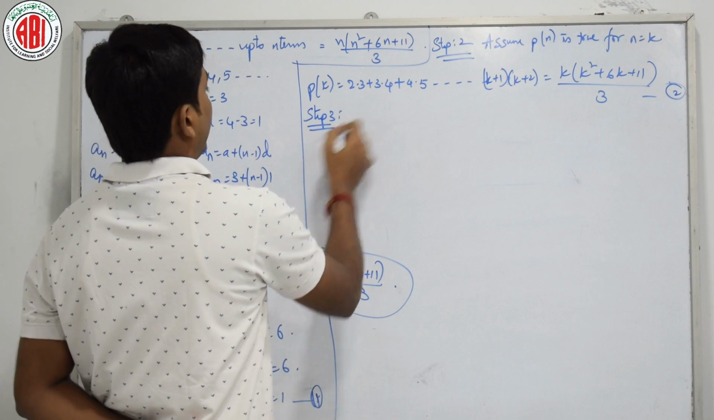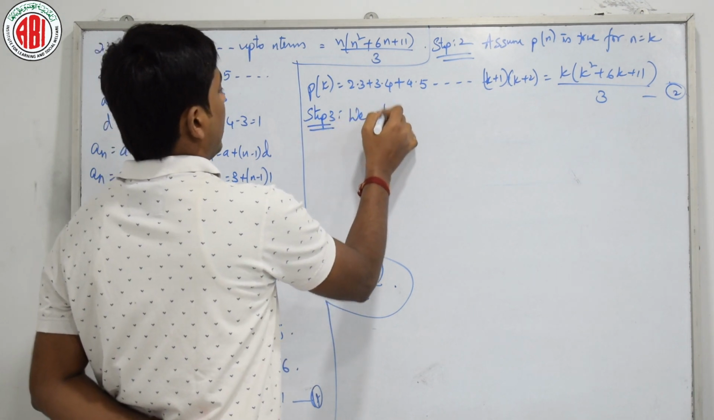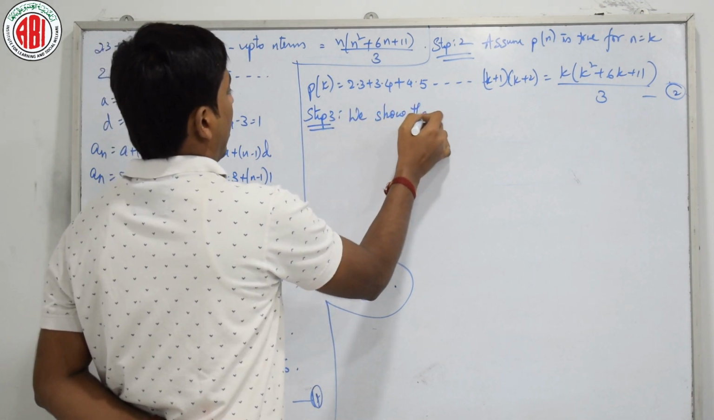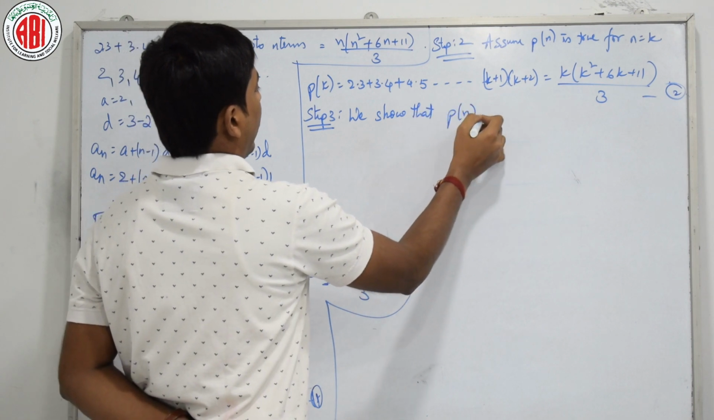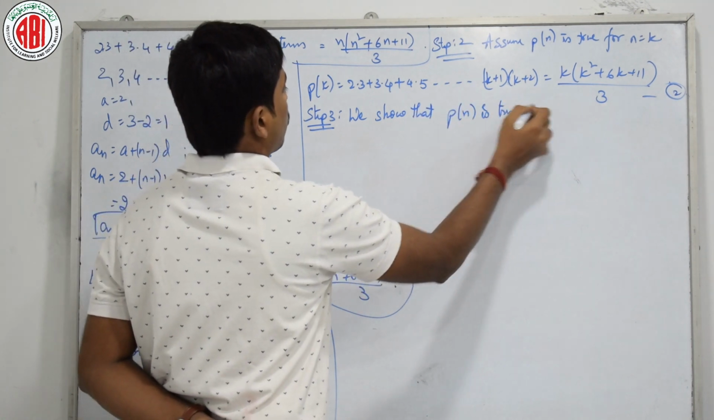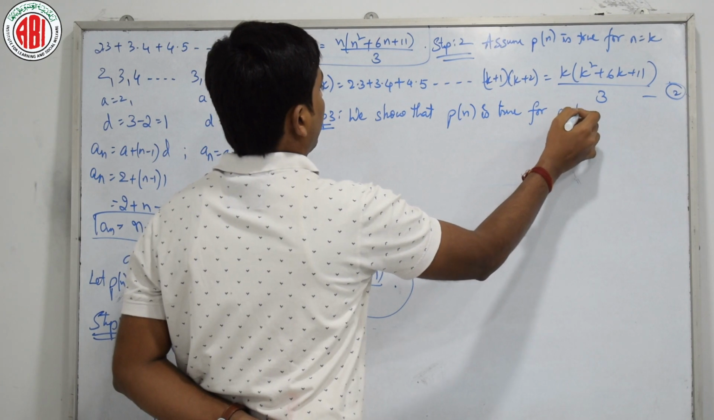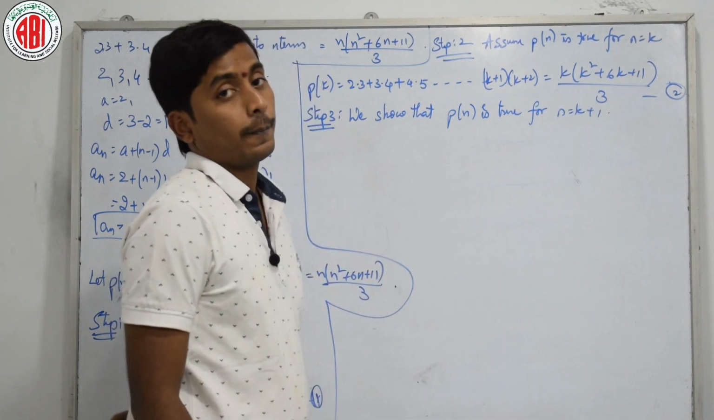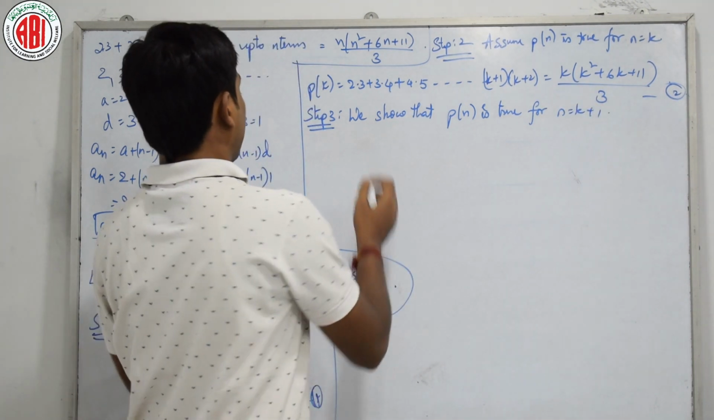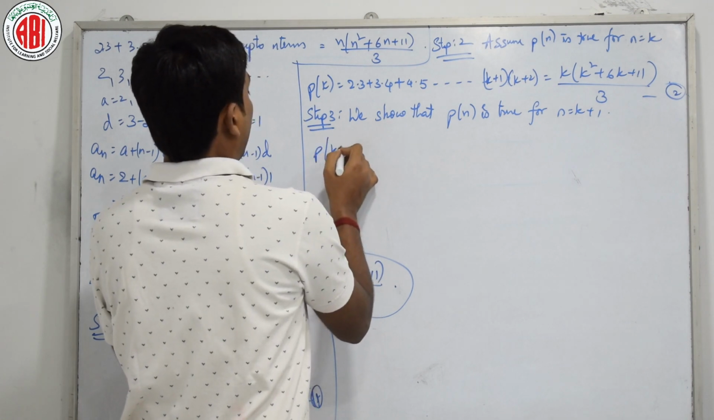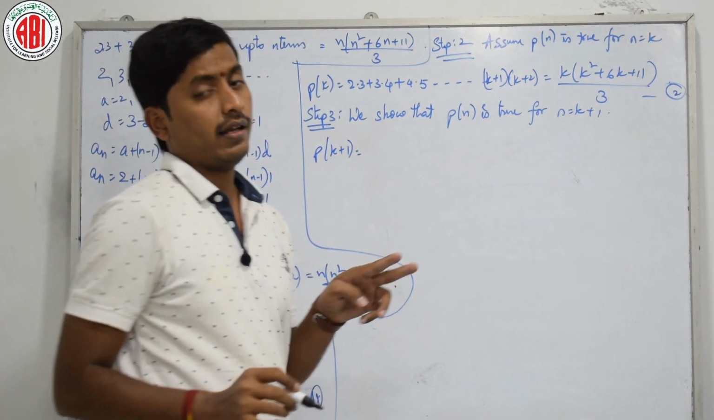The third step will be: now we show that P of n is true for n equal to k plus 1. Is it fine? That is, P of k plus 1. How to write it? Tell me.